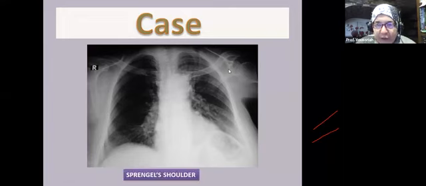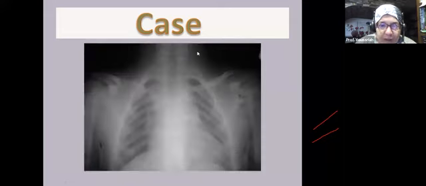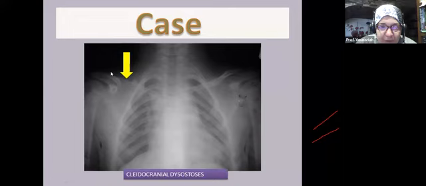This is a Sprengel shoulder. It's a congenital lesion. On the right side here, we have a defect. We have some part missing of the clavicle. The middle part of the clavicle is missing.